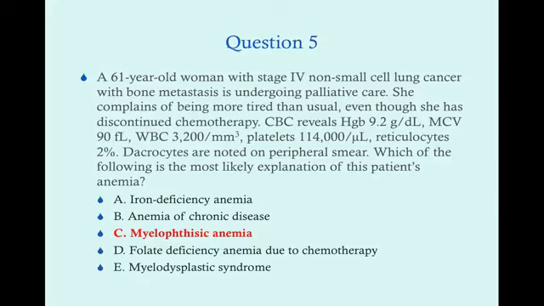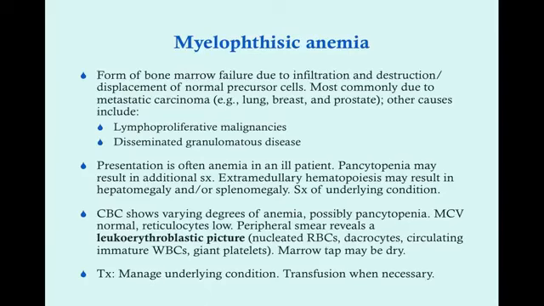So myelophthisic anemia. Myelophthisic anemia is due to infiltration of abnormal cells, and that causes a subsequent destruction and replacement of the normal hematopoietic precursor cells. Most commonly, it's due to metastatic carcinoma. And what are the cancers that go to the bone? Most commonly, it's lung, breast, and prostate. This patient had lung cancer.